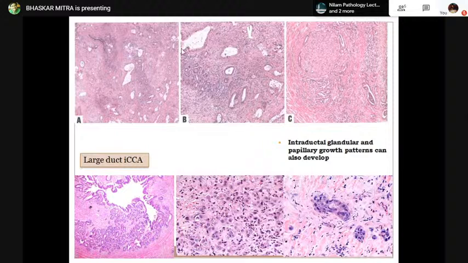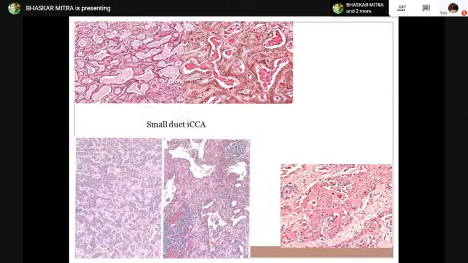Okay, here we can see a prominent large duct lined by neoplastic cells showing perineural invasion here. The cells are invading, and in between there is a desmoplastic stroma. It may be so poorly differentiated that we can see only nests of cells in a desmoplastic stroma. So these are the large duct pattern, and this is the small duct pattern.